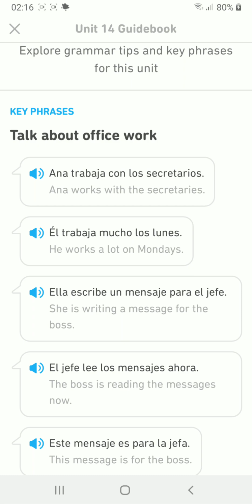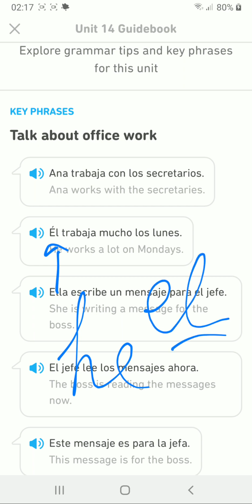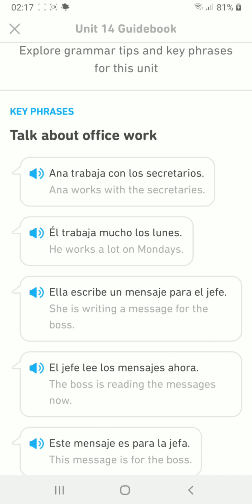And we have seen the preposition con. So con or sin. So with or without. Con o sin. With or without. Él trabaja. Sorry, él is also he. But él is also the. Yeah. So if you have the accent here, it means it's the pronoun, not the definite article. Él trabaja mucho los lunes. He works a lot on Mondays.